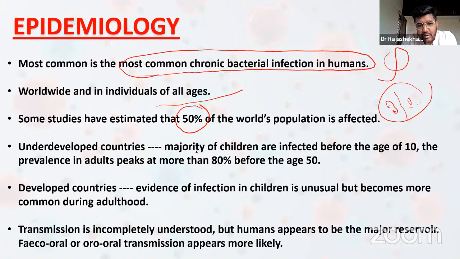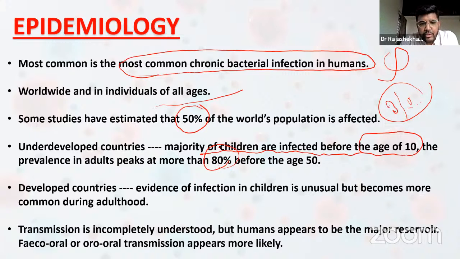In underdeveloped countries like India or developing countries, the majority of the children are infected before the age of 10 only. By the time they come to adolescence, all the children have been infected. And the prevalence in adults peaks at more than 80% before the age of 50. Whereas in developed countries, the evidence of infection in children is very unusual, but it becomes more common during adulthood.